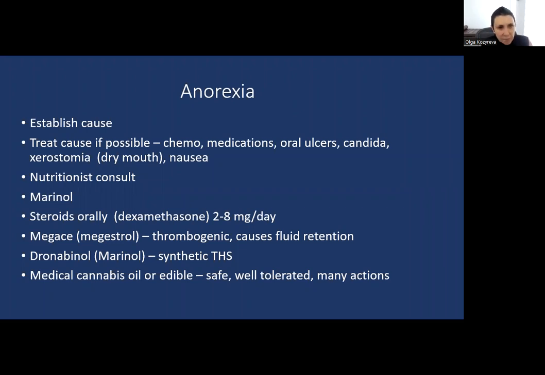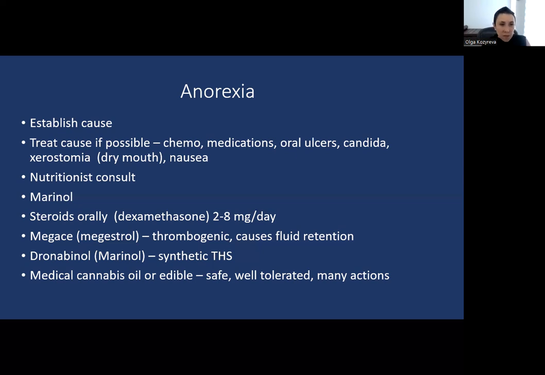So frequently we use Marinol. Marinol is a synthetic THC, the main component of medical cannabis. So we use steroids orally. It can be 2 to 8 milligrams a day, very helpful for appetite and well-being. I have a reference about randomized clinical trials of steroids in advanced cancer patients. It's safe and improves quality of life. Don't be shy to use dexamethasone.